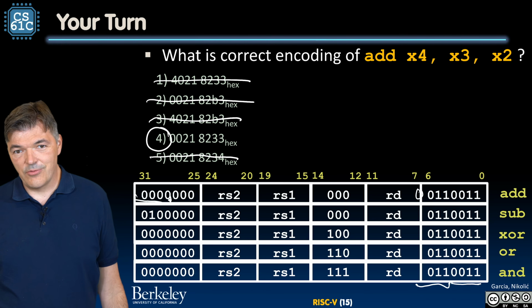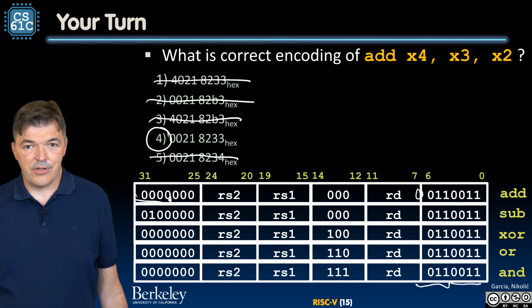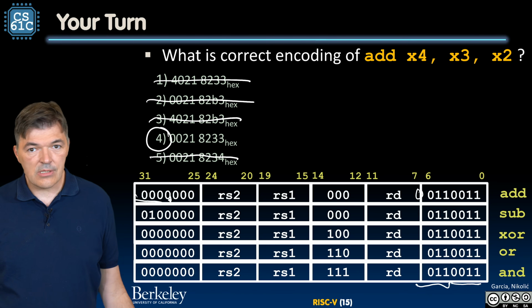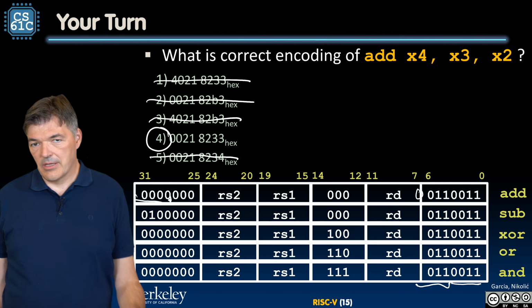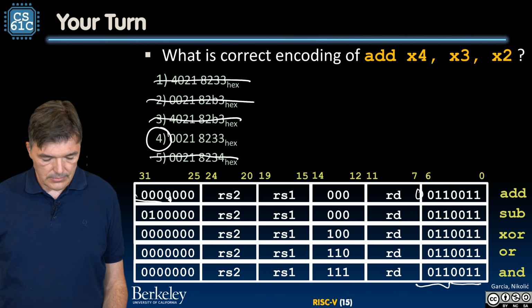But if you would like to verify that, you can go ahead and write down all 32 binary digits and convert them to hexadecimal. It's a short exercise.